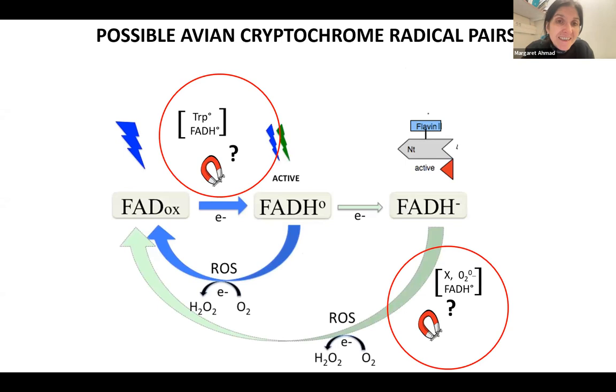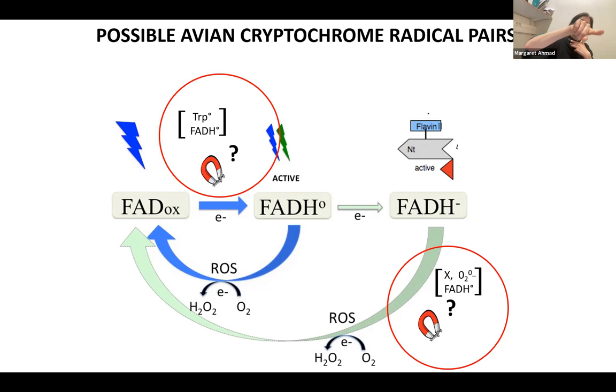And here is the cryptochrome photocycle that you've already seen, the three different redox states of flavin. You see that blue light triggers flavin photoreduction. And you see also that there's a reoxidation reaction, so it's a circle: forward by light and reverse by oxygen. And that's how the cycle is restored.